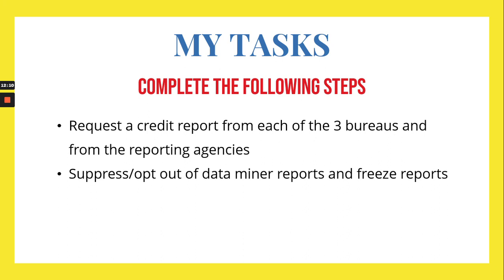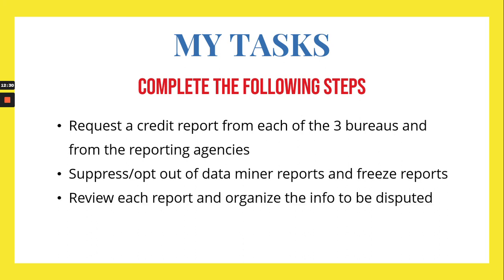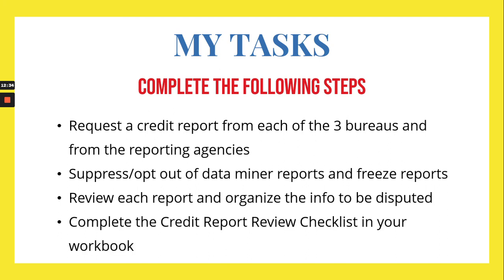So you can either do it online, and it's a 2-step process. You're freezing and then you're suppressing, which is opting out. So freeze, suppress, and then you're also going to request your credit report. You can do it online, you can call them, or you can do it in the mail by sending them a letter and requesting it. You're going to review each report, organize the info to be disputed. You're going to complete the credit report review checklist in your workbook.